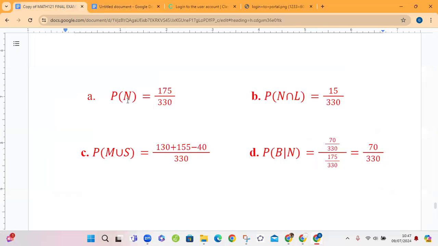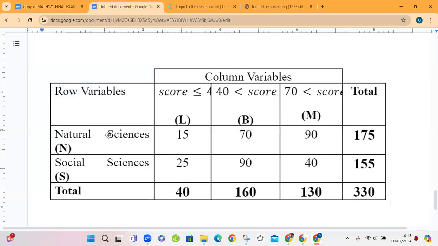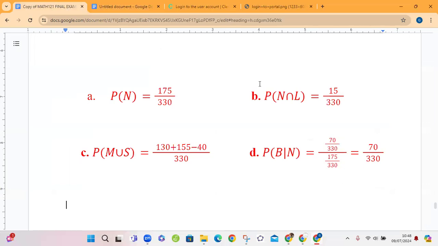And here it is. Part B says, what is the probability that this student is from the natural sciences and got a mark lower than 40%? So we need to find the number of students from the natural sciences and who scored lower than 40. That's 15 of them out of the 340. So therefore, the probability of such a student is 15 divided by 340.